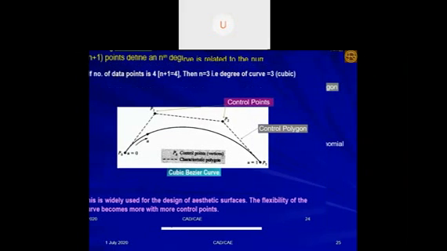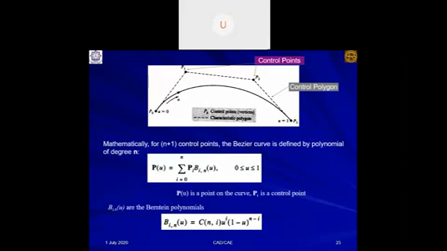So this is the equation. I like to skip this equation. It is a Bezier equation based on the Bernstein polynomial. If you are a CAD developer, it is useful for you. For a user, all this equation is not required.